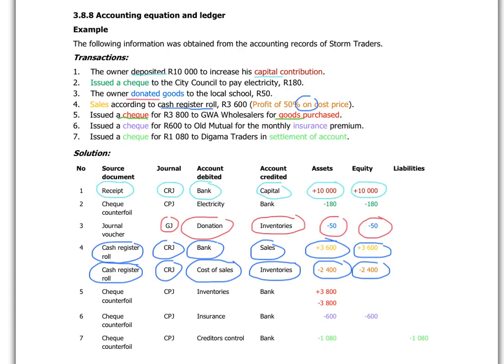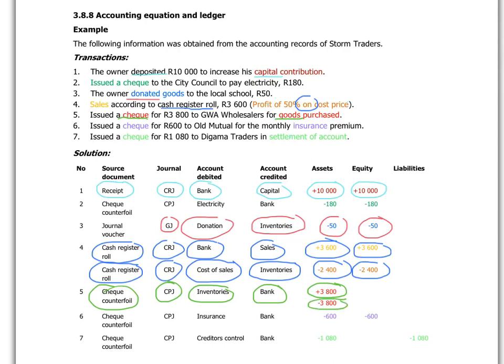If I issue a check, the source document will be a check counterfoil. If I pay money out of the business, it will be recorded in the cash payments journal. Inventories increased because I bought more inventories, so my assets increased with 3,600. I've taken the money out of the bank, so I must show that the bank decreases on the credit side, and my assets decrease because I have less money in the bank.